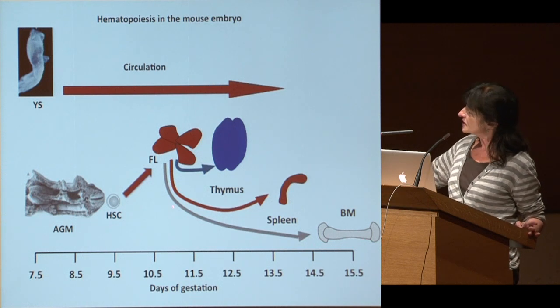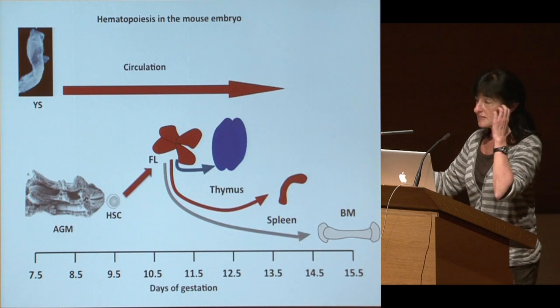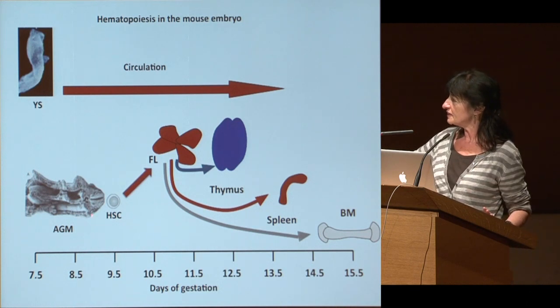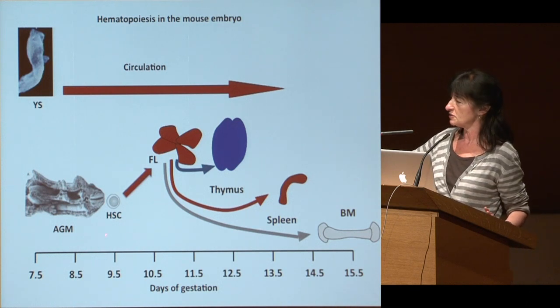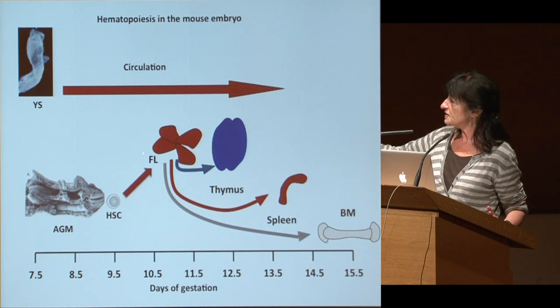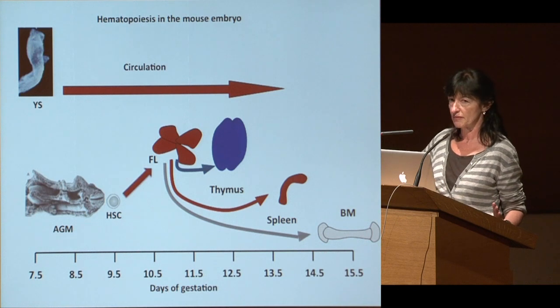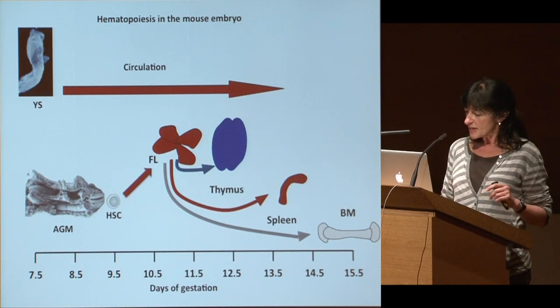And it has actually been directly shown that the cells that are produced at this time point in the mouse embryo are the cells that colonize the fetal liver and the same cells that colonize the bone marrow, okay?